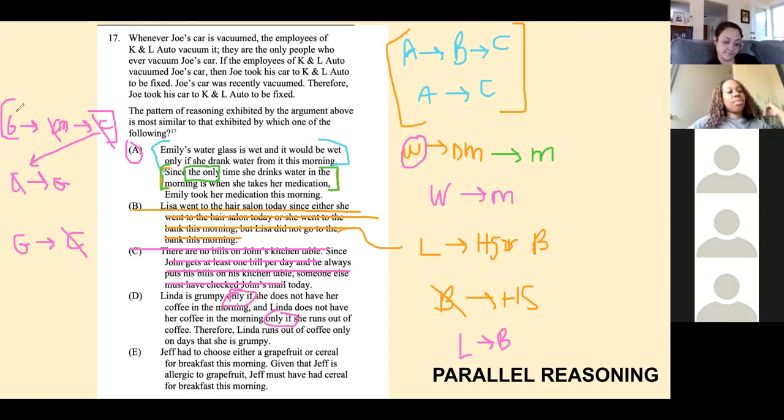Yeah. So what our setup is saying is, if she's grumpy, that means she didn't have her coffee in the morning, and she only doesn't have her coffee in the morning if she runs out of coffee. So since Linda is grumpy, she must have run out of coffee. That would be the correct answer if it said that. Because that would match.